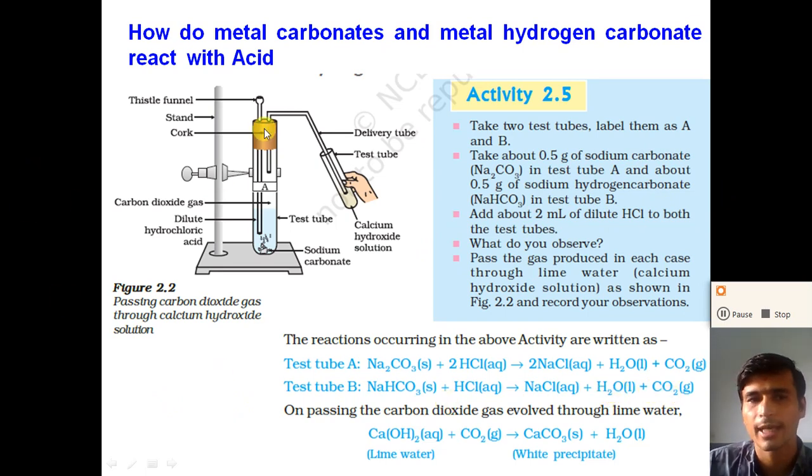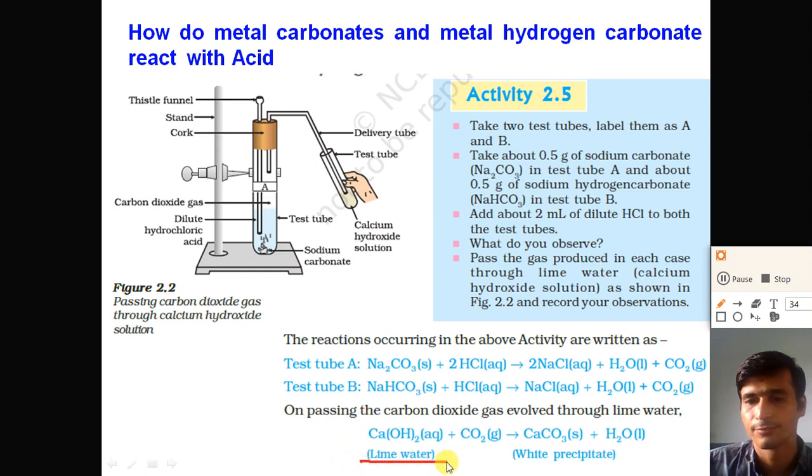Now when this carbon dioxide gas passes through the lime water, that means a calcium hydroxide solution, Ca(OH)2. So remember this formula. The chemical formula of lime water is Ca(OH)2. Calcium hydroxide reacts with carbon dioxide gas and produces CaCO3, calcium carbonate, which is a white precipitate, or we can say the solution becomes milky, and water.